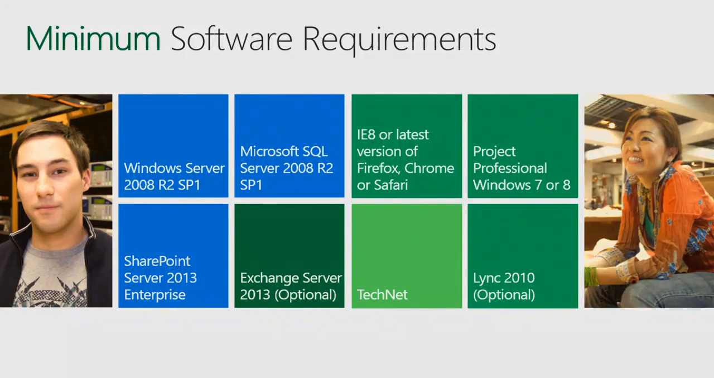Project Professional on Windows 7 or 8 is required to do the project client to server connectivity. We have Exchange Server. Optionally, there are some scenarios where you could send out your tasks from the status page, and they could show up in Exchange, or on the phone. We have a full scenario that would go up to your phone, and then you can check them on your phone, and then they will show up as complete in project.